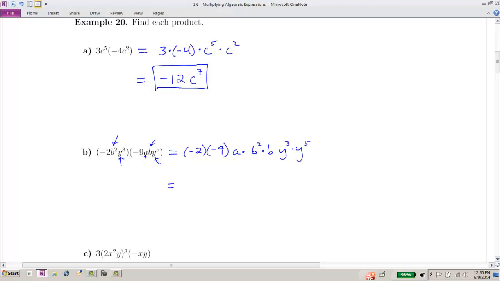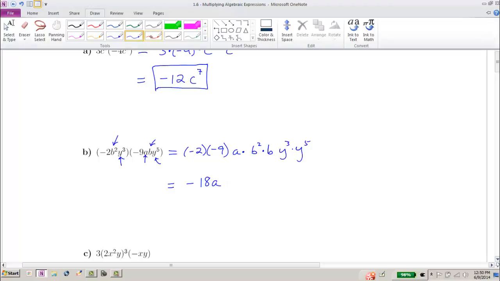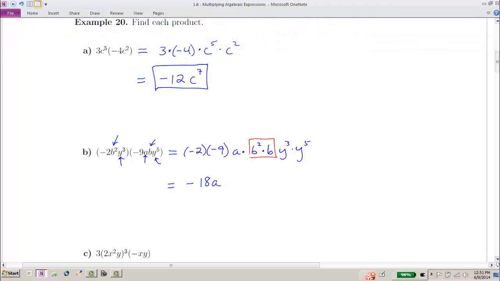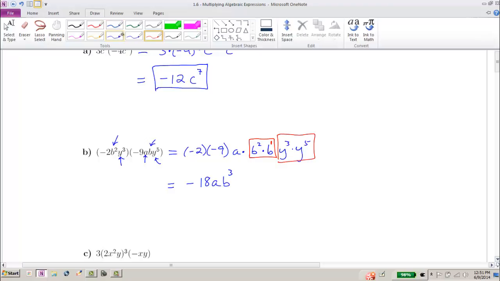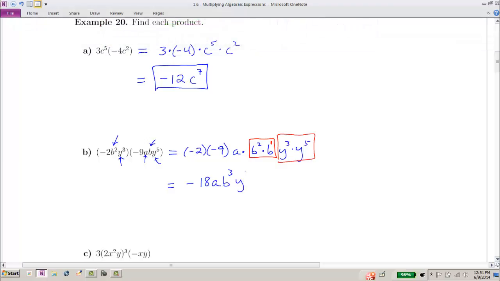So now I'm going to multiply the two coefficients. Negative 2 times a negative 9 gives us a negative 18. We, again, just have that single factor of a. I'll bring that straight down. Now, b squared times b, adding those exponents, of course we have an exponent of 1 on the plain old factor of b there. So that gives us a b cubed. And y cubed times y to the fifth. When we add those exponents up, we get y to the eighth.